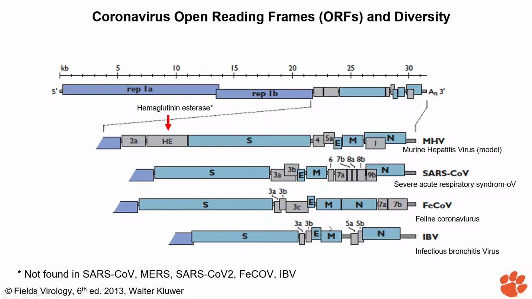This is just a little bit more overview of how the open reading frames and the diversity work. So I just told you what the different types of viruses are. So you can see that MHV, murine hepatitis virus, does have a hemagglutinin esterase, but none of these viruses do have that. So the main proteins are the spike, envelope, membrane, and nucleocapsid. These are the 4 structural proteins.